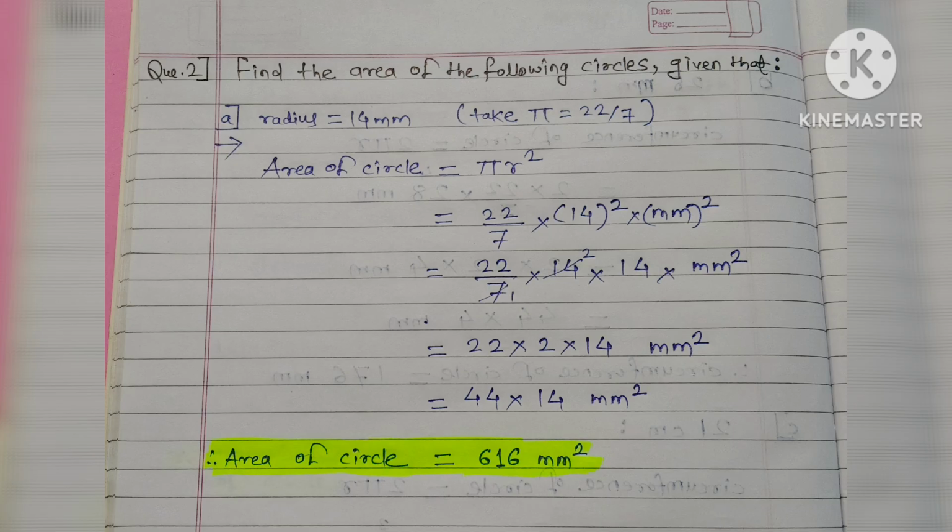So question number 2 is to find the area of the following circles, and the first sub question has the radius given as 14 mm, and we have to take the pi value as 22/7. So we know the area of the circle is pi r square, where pi we are taking 22/7 and r is the radius of the circle. By substituting the values we can find out the area of the circle, which here is coming as 616 millimeters square.